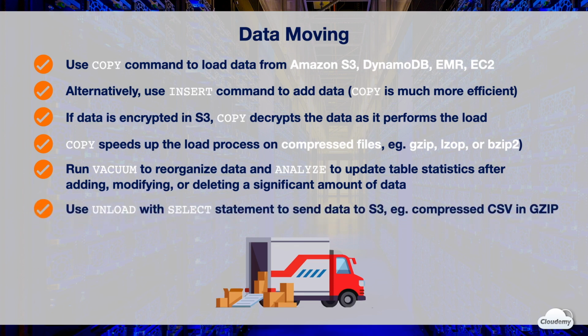To unload data from Redshift to a set of files in S3, you can use the unload command with a select statement. For example, you can unload data as CSV files in either delimited format or fixed width format. You can also specify whether to compress the CSV files using gzip.